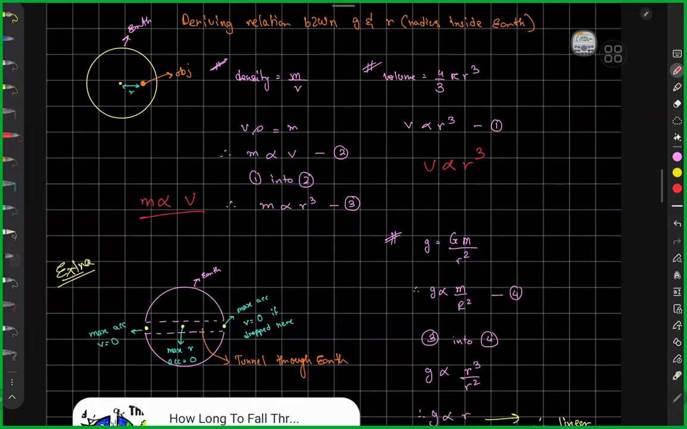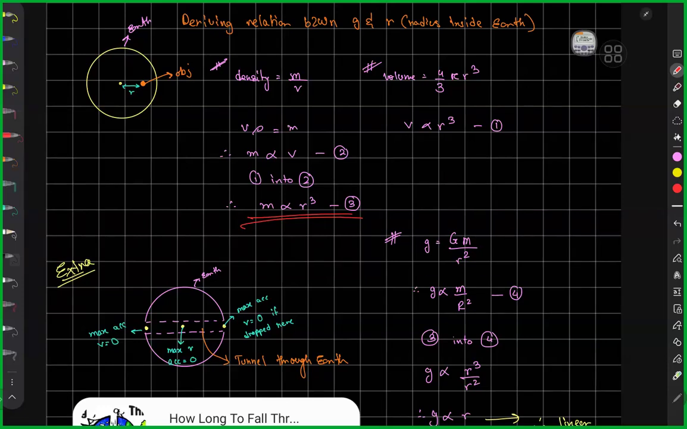Two proportionalities. What is the common variable? V. Can I join these proportionalities now? Can I say my mass is proportional to V and V is proportional to R cubed? Yes, I can say that. That's the beauty of proportionalities. We can relate multiple things together. If mass is proportional to volume and volume is proportional to R cubed, well, my friend, mass must also be proportional to R cubed. This is my third expression. I just joined the two proportionalities.